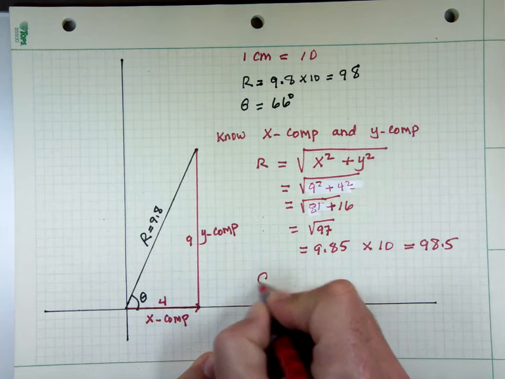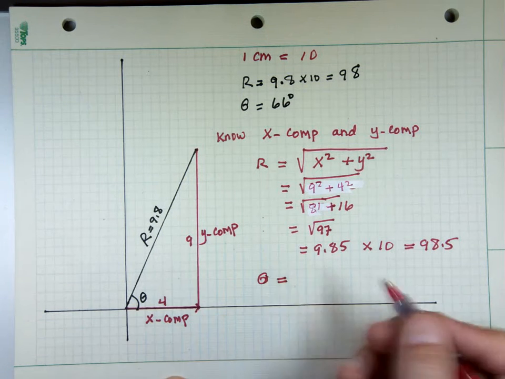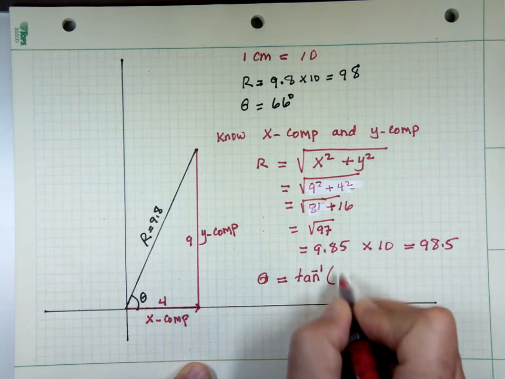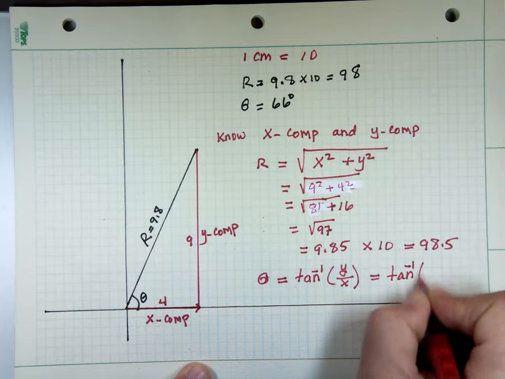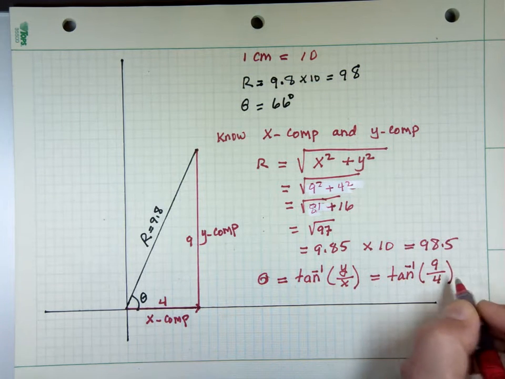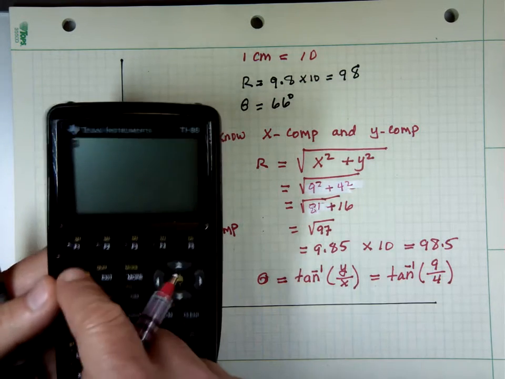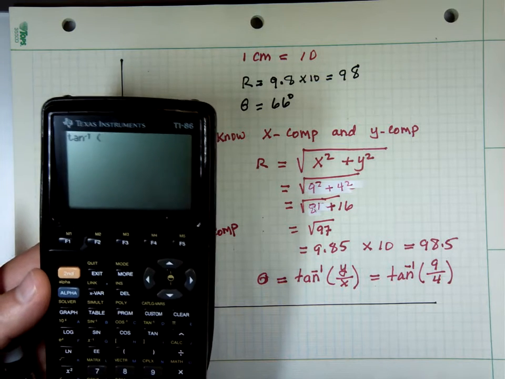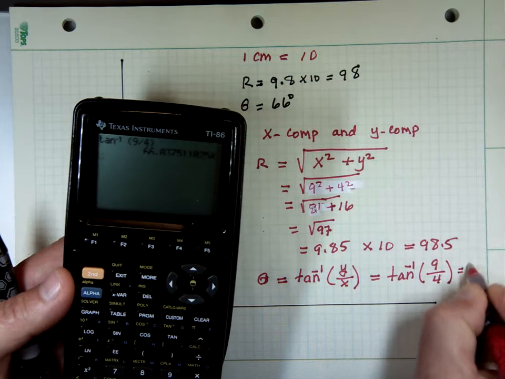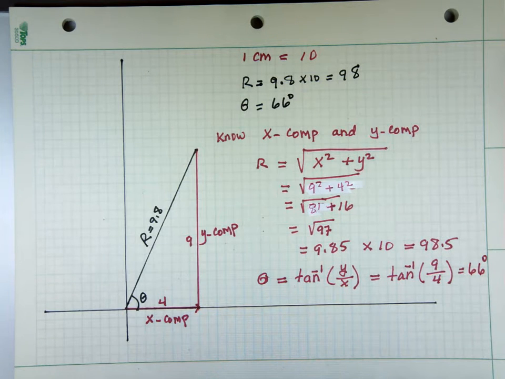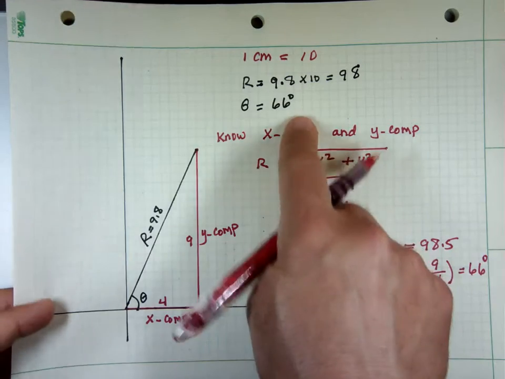And what about theta here? Mathematically, we know it's the inverse tangent of the y over x. So that'll be the inverse tangent, y, which is 9, x is 4. So take your calculator, take the inverse tangent of 9 over 4. Make sure you do parentheses, 9 divided by 4, close parentheses. 66 degrees. And that's what we got right there. So the stuff does actually work.